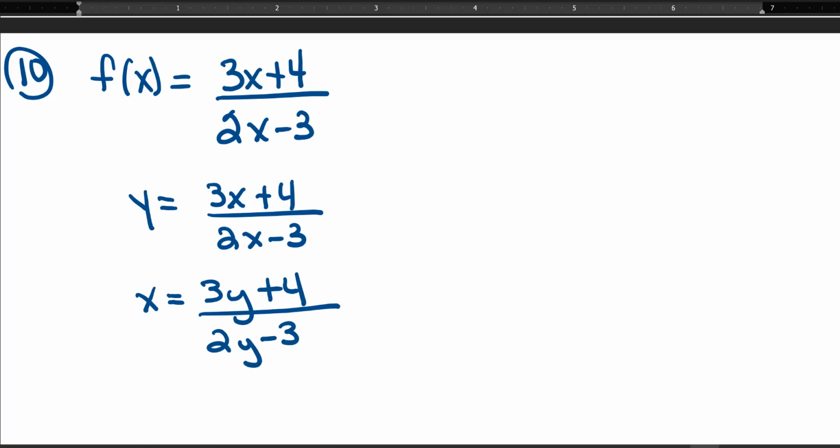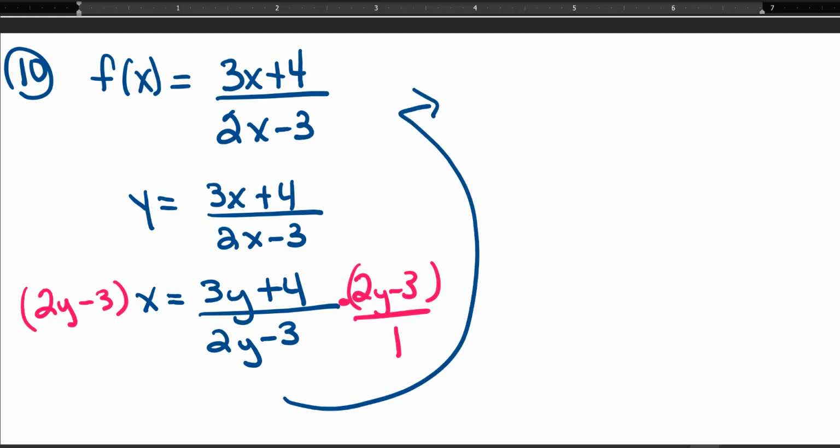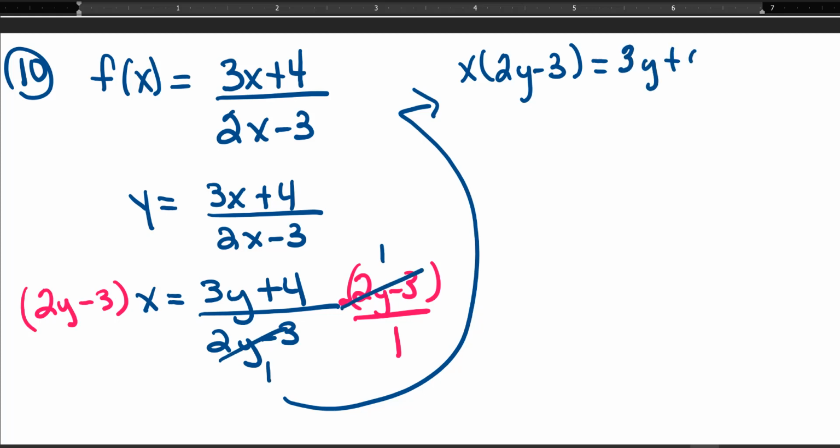So in solving for y, let's go ahead and get rid of this denominator. So what we're going to do is multiply 2y minus 3 to both sides. So what's going to happen, on the left-hand side we have x times 2y minus 3. On the right-hand side, the 2y minus 3's cancel out. We have 3y plus 4. Let's distribute the x. We have 2xy minus 3x is equal to 3y plus 4.